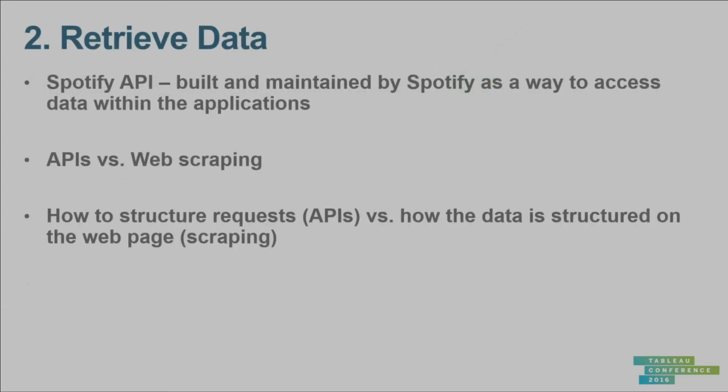All right, so step 2 was retrieving my data. Now there are 2 main approaches to retrieving data, and Will walked us through his web scraping experience, and I ended up using an API, built and maintained by Spotify, a way for me to access all of the data that they had. Each of these approaches comes with its own challenges. When you're dealing with scraping, you have to figure out how the data is structured. When you're dealing with APIs, you have to figure out how to structure the requests that you send into that API.